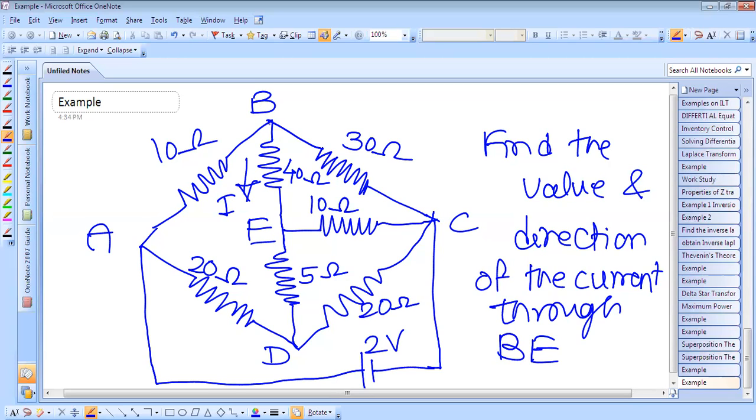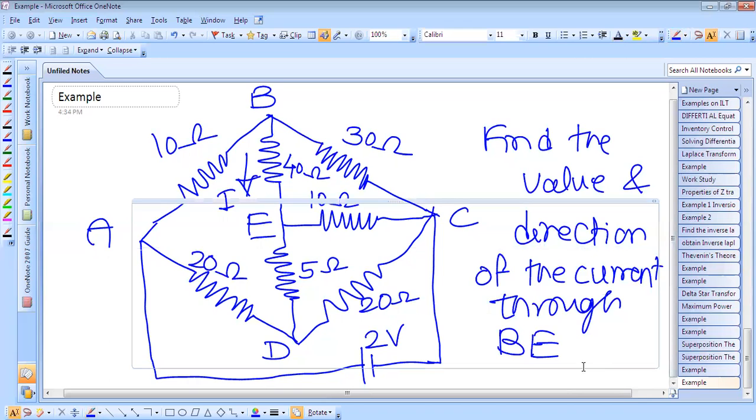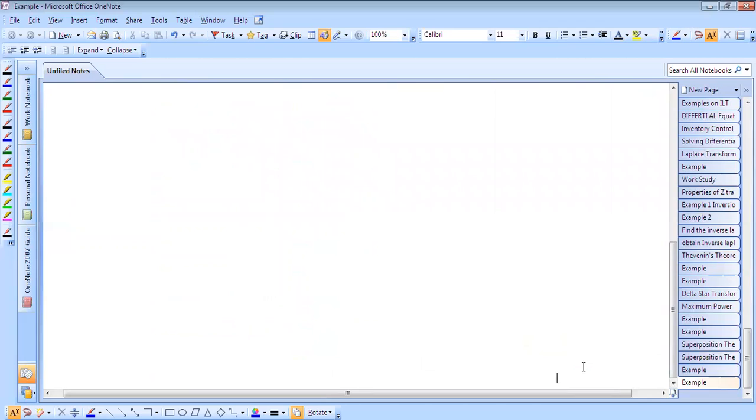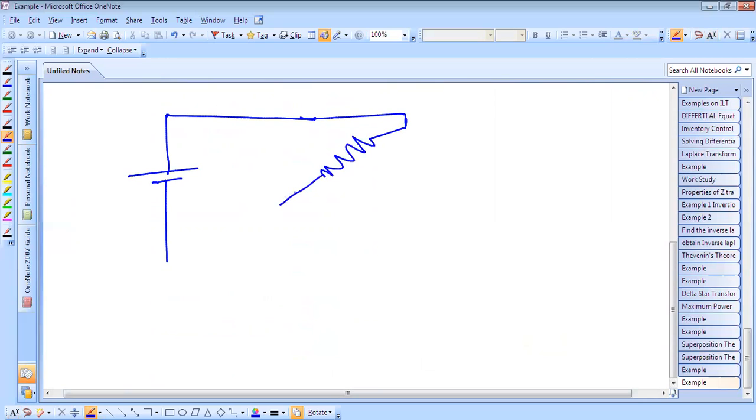Okay. So we will rearrange this circuit and modify it according to convenience so that the circuit becomes simple. Otherwise, it will become very complicated. So I am just tilting this by 90 degrees, and when you tilt it, it will look like this.